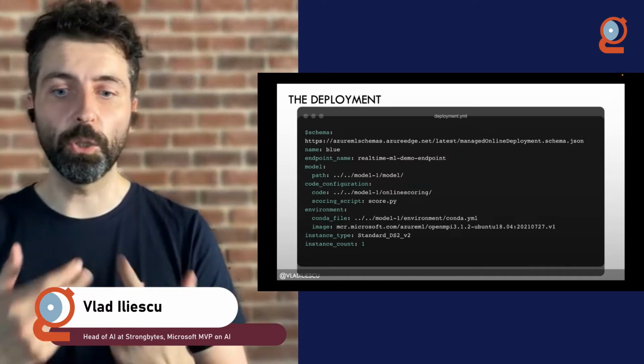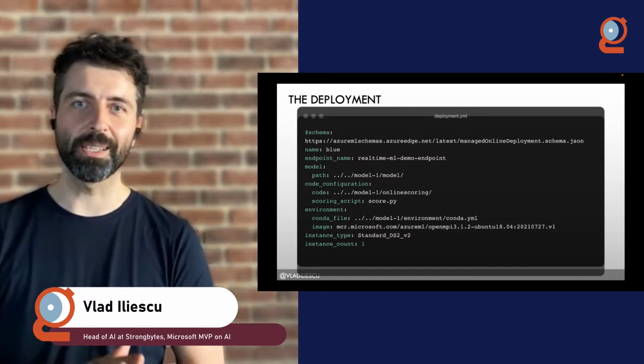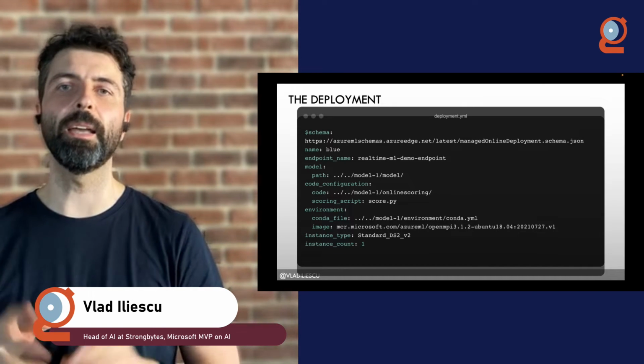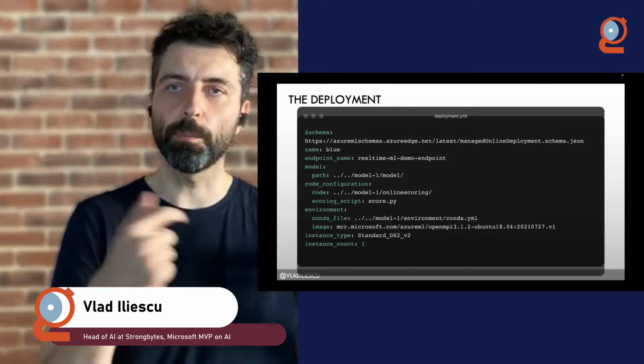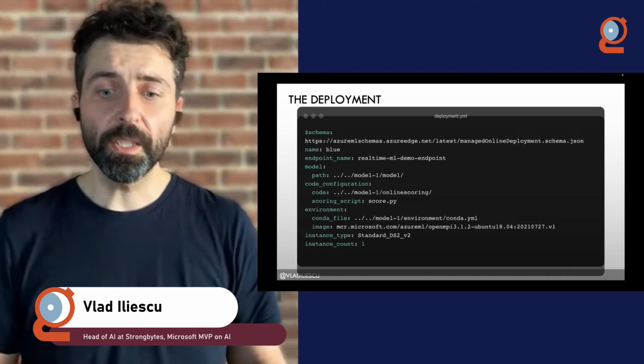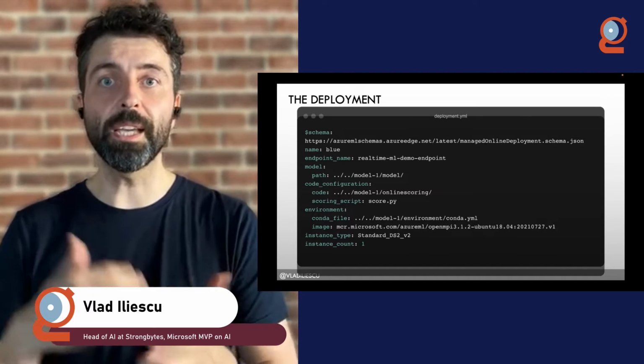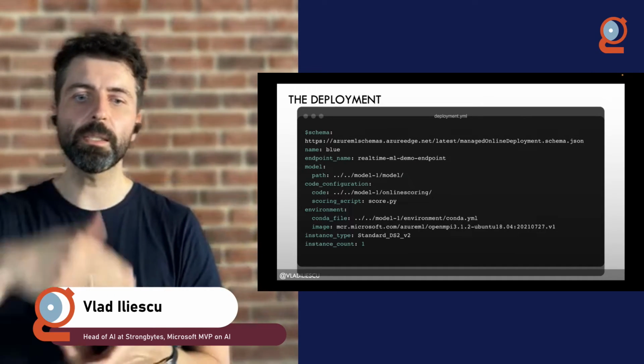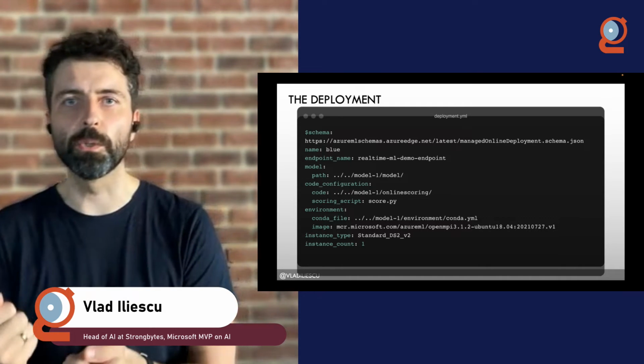Also, an image, yeah, a Docker image. Azure ML has several standard, let's say, Docker images. You're free to use one or come with your own. An instance type, yeah, the size of the machine running the service, and an instance count, yeah, how many nodes.